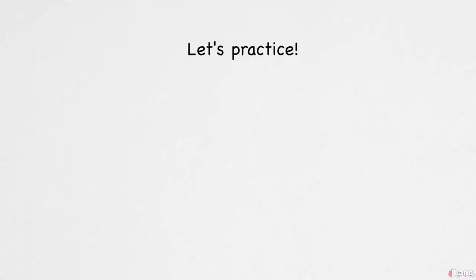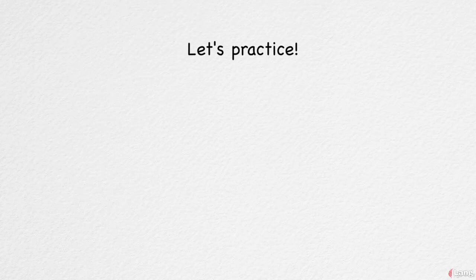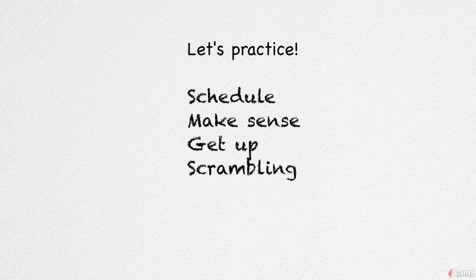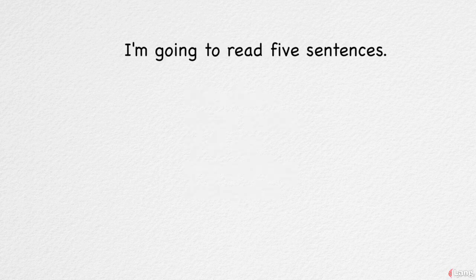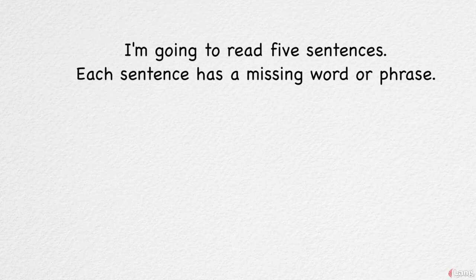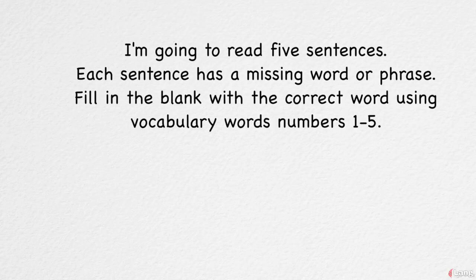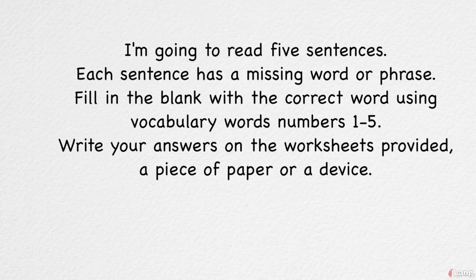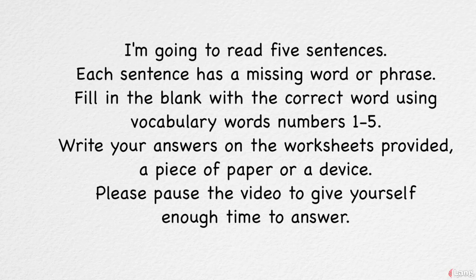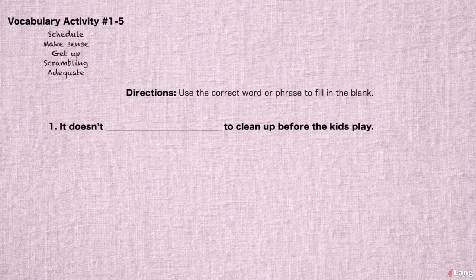Let's practice the first 5 vocabulary words and phrases we've gone over. Schedule, make sense, get up, scrambling, and adequate. I'm going to read 5 sentences. Each sentence has a missing word or phrase. Fill in the blank with the correct word using vocabulary words numbers 1 through 5. Write your answers on the worksheets provided, a piece of paper, or a device. Please pause the video to give yourself enough time to answer. Number 1, it doesn't to clean up before the kids play.